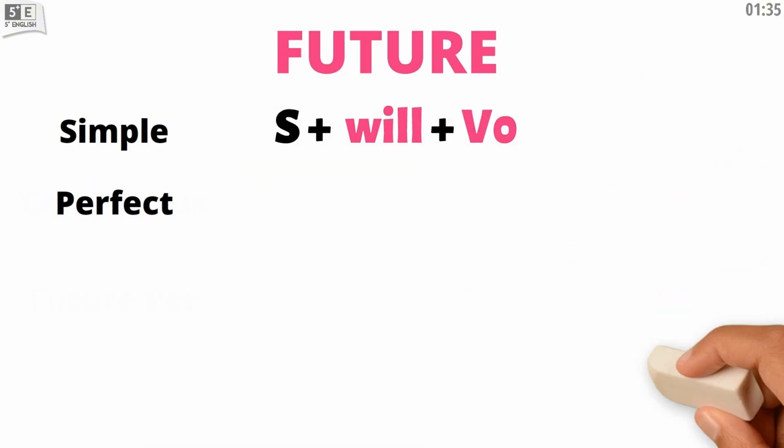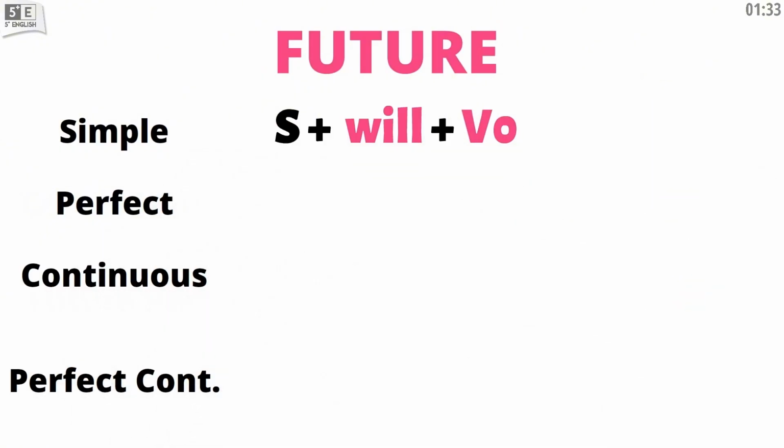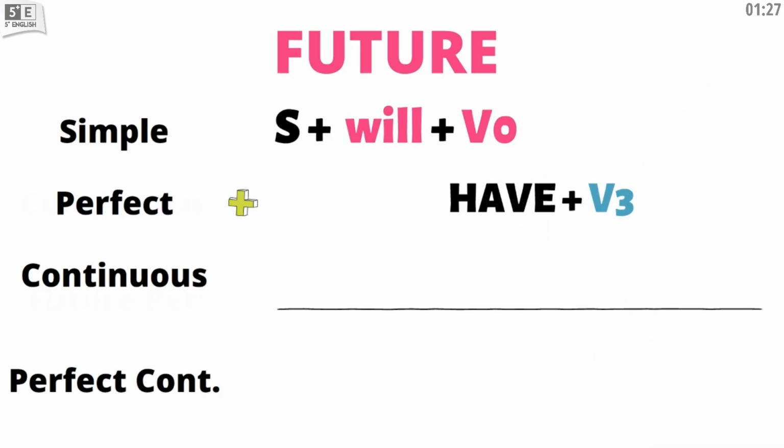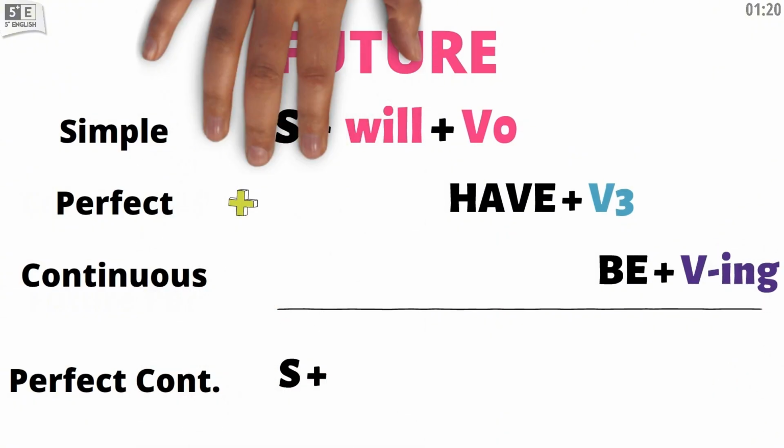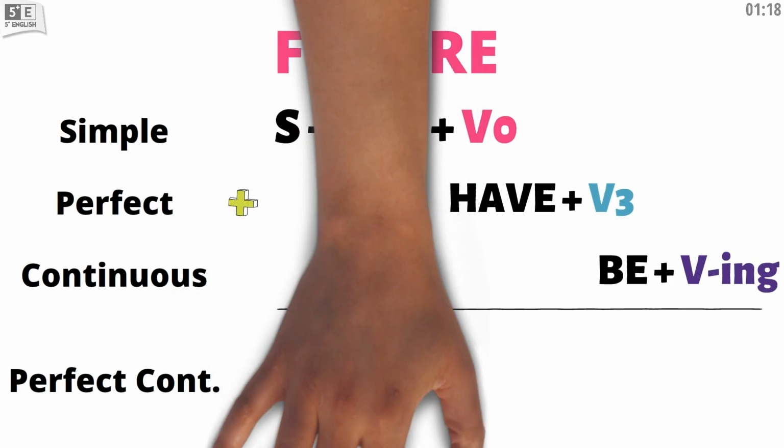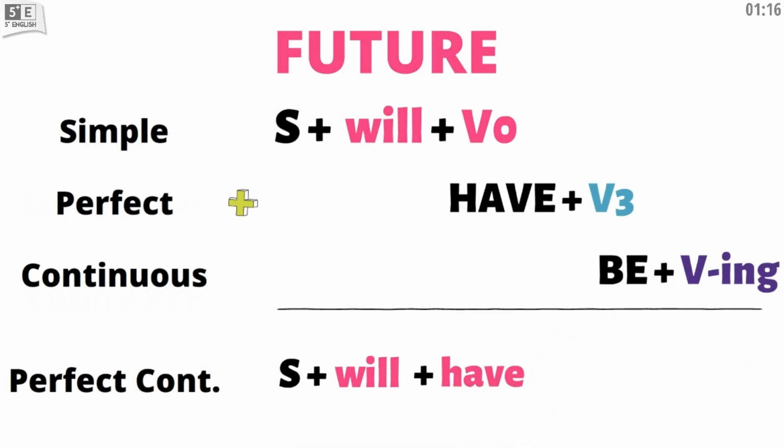Finally, we will form the future perfect continuous tense formula. There are two elements, perfect and continuous. For perfect tenses, we must have verb 3. For continuous tenses, we must have be plus verbing. Let's combine the three parts. The subject goes down directly. Will goes down directly. Verb 0 of have is have. Verb 3 of be is been, and verbing goes down directly. So the formula for the future perfect continuous tense is subject plus will plus have plus been plus verbing.